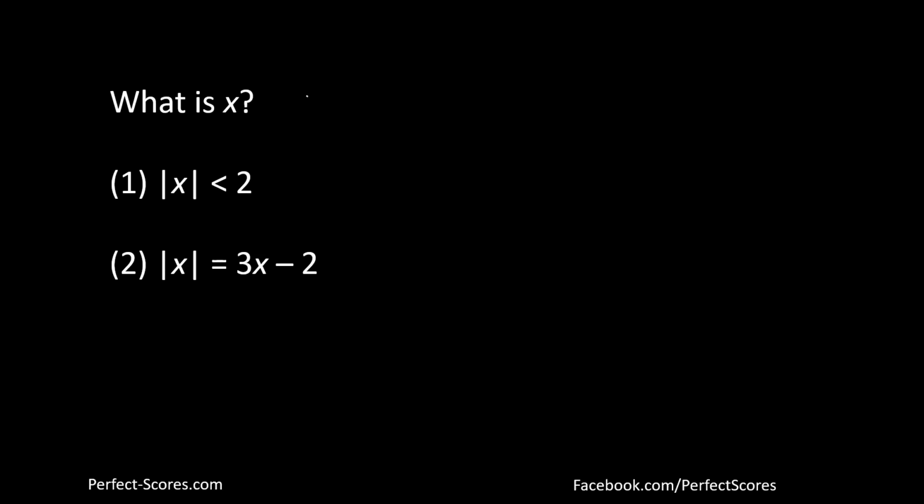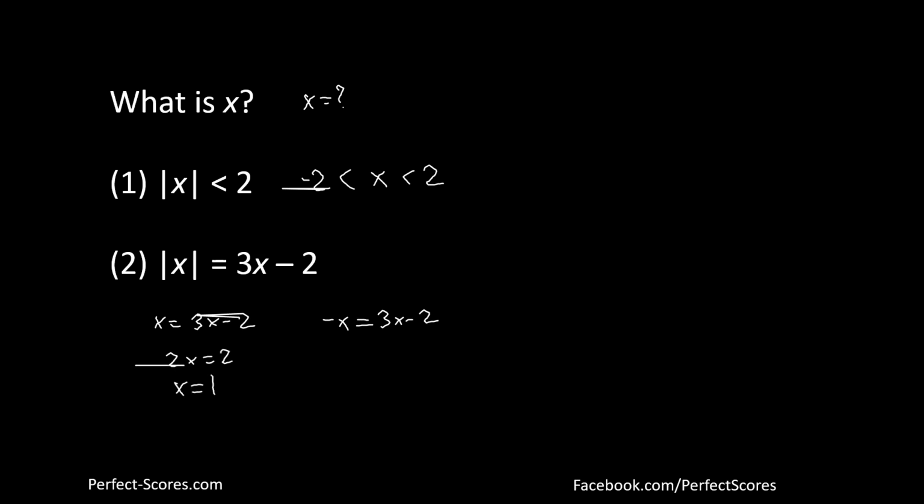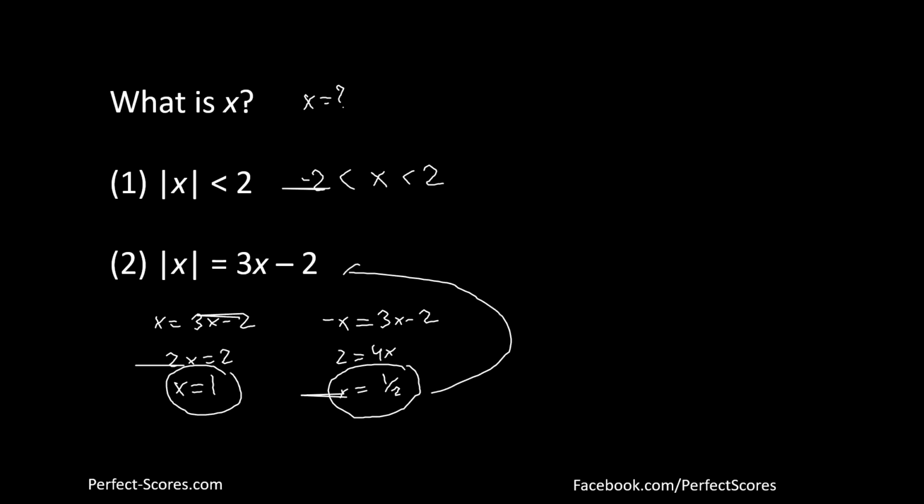Okay, so the question is asking what is X? First statement only tells you that X is between 2 and -2. So that does not tell you what is X. Second statement gives you two things: that absolute of X is equal to 3x minus 2, so X is equal to 3x minus 2 and negative of X is equal to 3x minus 2. Here it says that 2x is equal to 2, which means X is equal to 1. Or it says 2 is equal to 4x, that means X is equal to half. These are the possible values. These are not the real values. You're supposed to put them back in here.